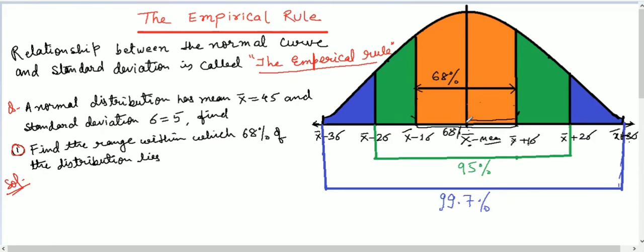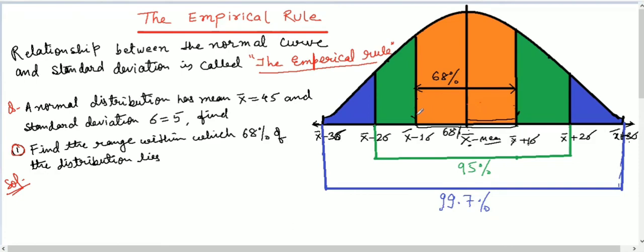And the same way we go to the left side: the first line represents x bar minus 1 standard deviation, the second line represents x bar minus 2 standard deviation, and the third line to the left side of the mean is x bar minus 3 standard deviation. So the middle line represents the mean, x bar is the mean, to the right x bar plus 1 standard deviation, and to the left x bar minus 1 standard deviation.